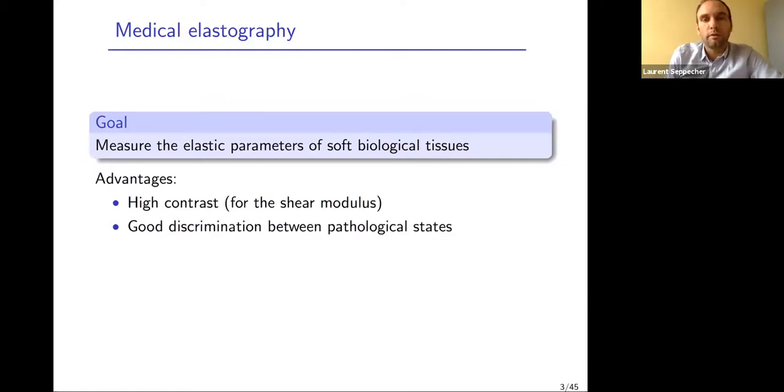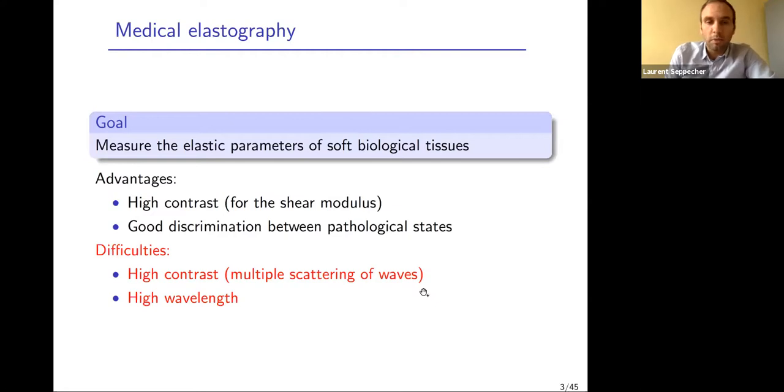Okay, and for medical elastography, we are interested in soft biological tissues. Why? Because for the elastic parameters, and specifically for the shear modulus, we have very high contrast between different tissues: between fat, muscles, blood, tumors, which is really important. And it shows to be a very good discrimination parameter between pathological states. For example, we can differentiate malignant tumors from non-dangerous benign tumors using this shear modulus value. Okay, so it's a very important criterion.